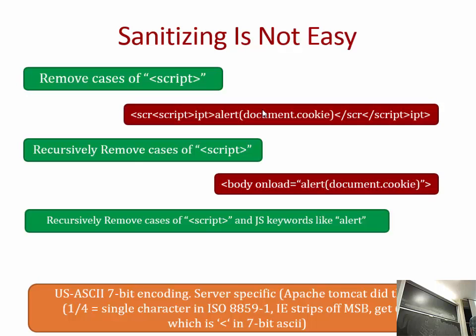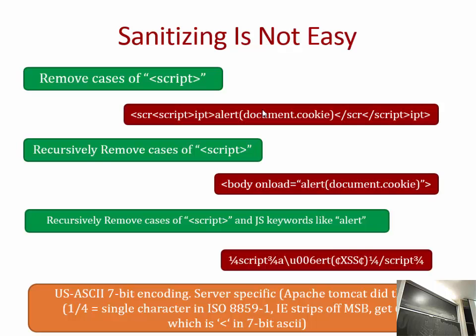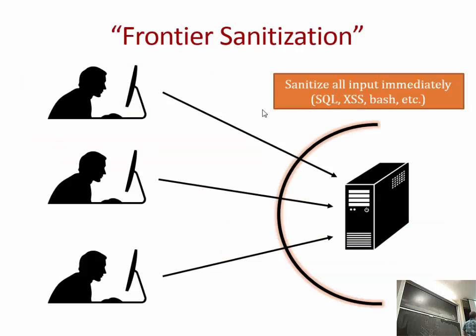Well, if you just remove cases of script, just put script instead of script. Well, let's do it recursively. Oh yeah, well, we just use a different way of triggering JavaScript. And there's tons of these scripts, right? Oh, but I just don't want it to run some particular command like alert. Well, lo and behold, we have this weird thing that some browsers will execute and some not, because they'll just drop off the most significant bit and things just happen. It's crazy. Absolutely hard to do this properly.